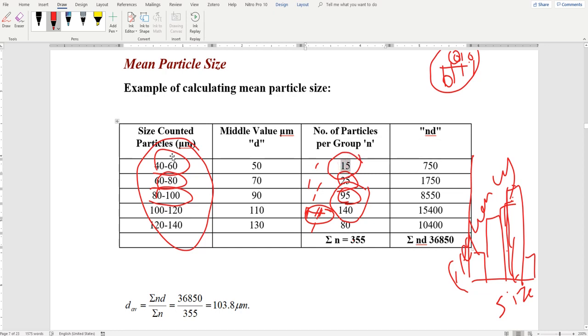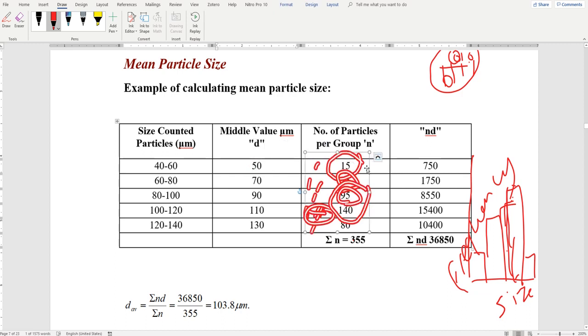Now, I don't have the size of each particle, because when I say here there are 15 particles, their sizes range from 40 to 60. So what do I do? In this case, you consider that the size of the 15 particles is the average of 40 to 60. What is the average of 40 to 60? 50. So I will consider that the 15 particles here, each one of them has an average of 50 micrometer. Okay?